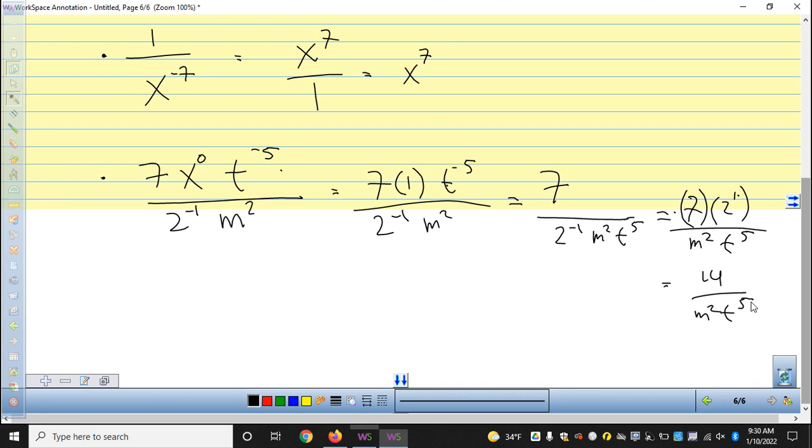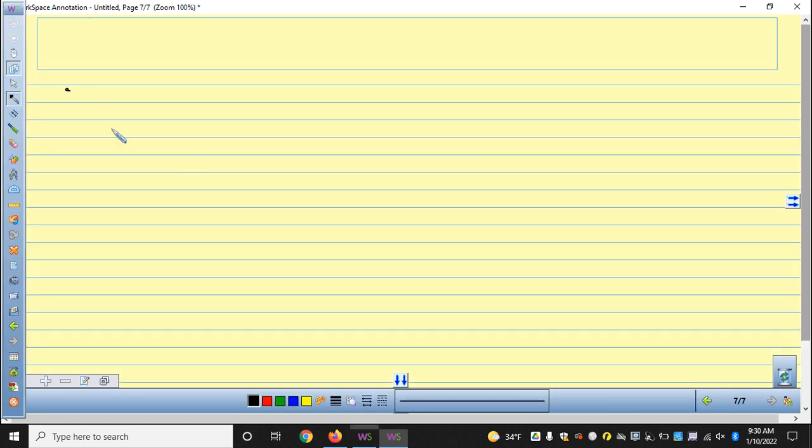So turn x to the 0 into 1. T to the minus 5, we made it t to the 5th in the bottom. 2 to the negative 1 in the bottom, we made it 2 to the positive 1 in the top. And then we multiplied 7 times 2. Now as you get better at this, you kind of combine some steps, but I just did this one step at a time. All right, questions on those examples? All right, let's look at a word problem, and that'll be our last example.